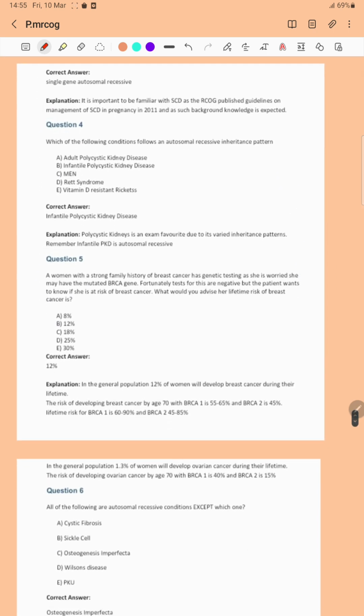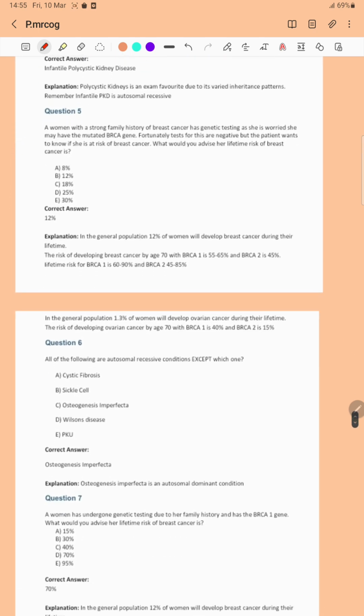Question number four, which of the following conditions follow an autosomal recessive inheritance pattern? So let's see. Number one is adult polycystic kidney disease. It has a varied inheritance pattern. Then infantile polycystic kidney disease. Option B is the correct answer because it is an autosomal recessive inheritance. And what about MEN and vitamin D resistant rickets? They do not belong to this category.